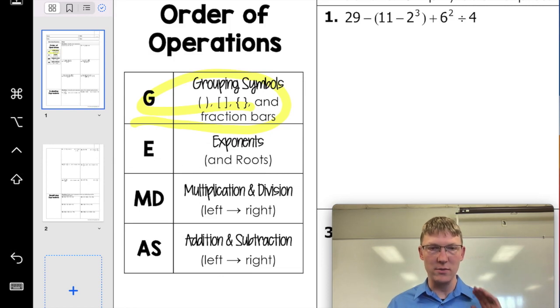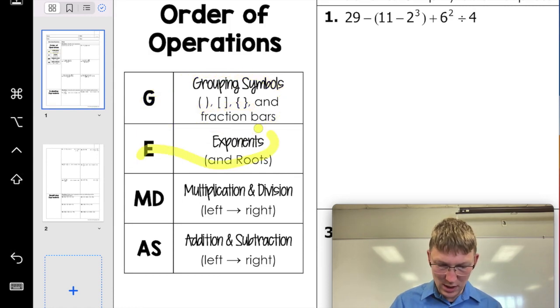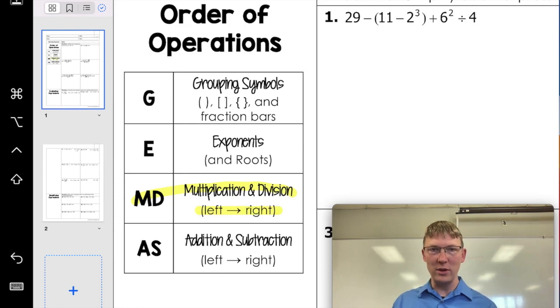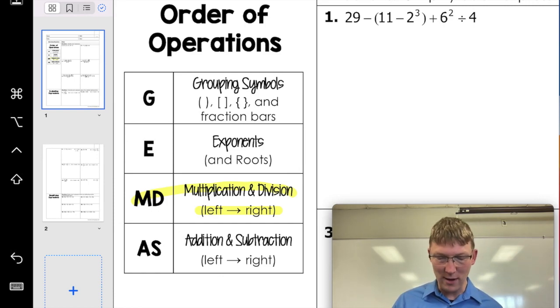So we start with our grouping symbols. This is our parentheses, brackets, absolute values, things like that. Then we do our exponents and roots. After that, we do multiplication and division. Note, left to right. So if you want to be super smart on social media, they always have those math problems that test your ability to do order of operations. The left to right is where a lot of people get tripped up. And then addition and subtraction, again, left to right.